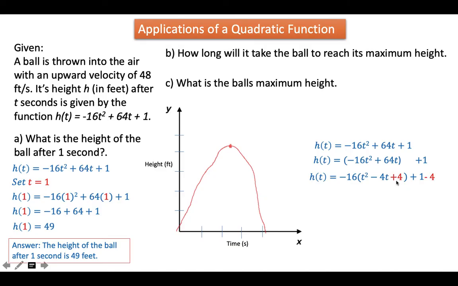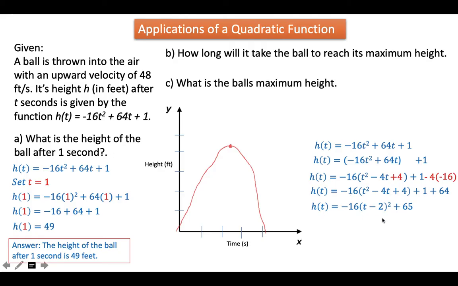Okay, so since this positive 4 is being multiplied to negative 16, we must multiply also this negative 4 to negative 16. Then simplify. So we just write it down. Then negative 4 times negative 16 is positive 64. Then simplify it further. 1 plus 64 here is 65. Then we just transform this t squared minus 4t plus 4 into exponential form, which is quantity t minus 2 squared. Then we just write down negative 16.